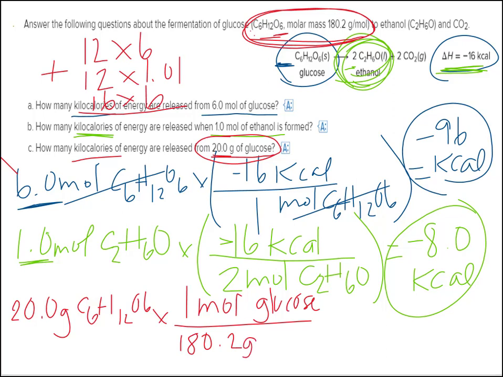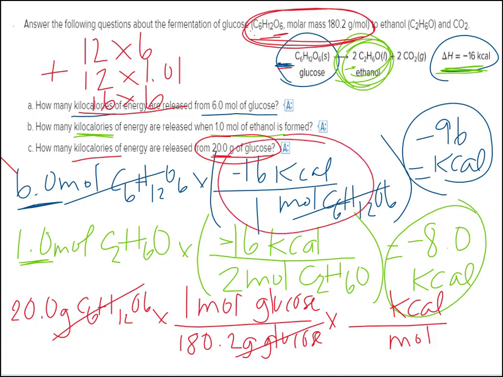Grams of glucose. And then finally, that got rid of my grams. I'm at moles of glucose, but what do I want? I want kcals. What have I got? I've got moles of glucose. So I just need to look at that ratio again, and it's the same ratio that we did for number 1. Negative 16 kcals for 1 mole of glucose. And when I do the math, I'm going to do 20 times 1 times negative 16, all divided by 180.2. Let's see what we get.